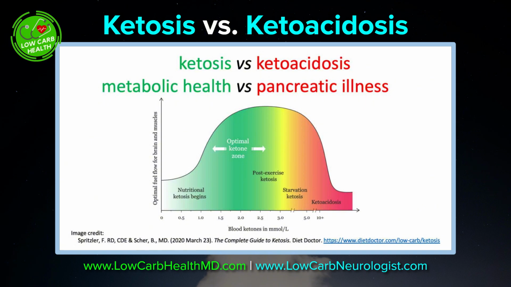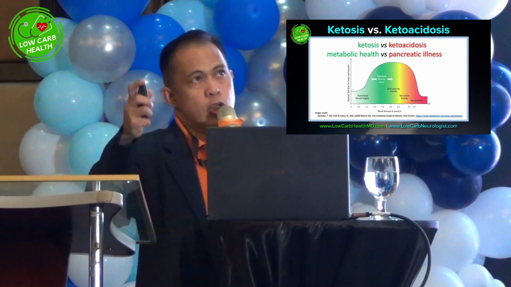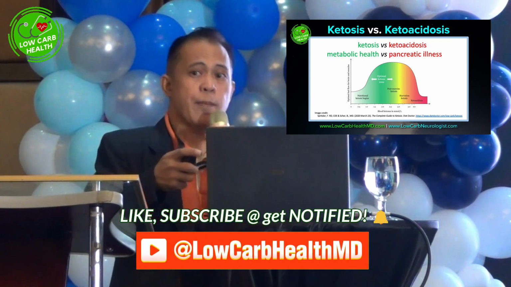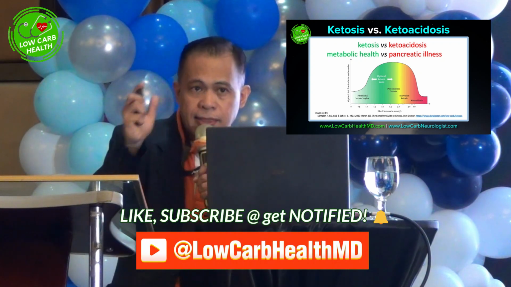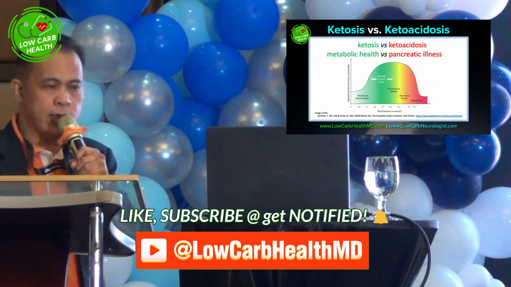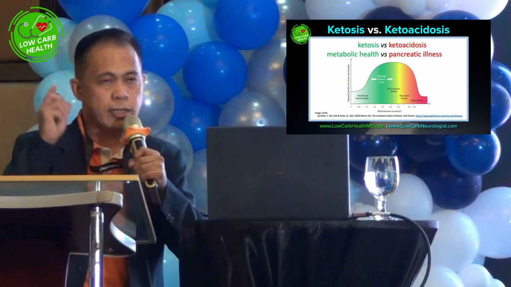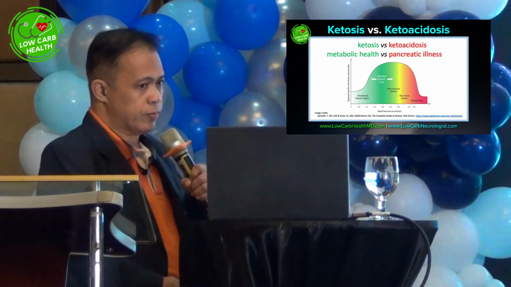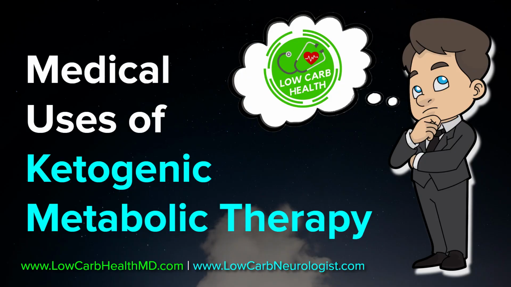Okay, so nutritional ketosis begins at 0.5 to 3 millimoles per liter, and that's helpful for our body. We usually associate ketoacidosis with type 1 diabetes and alcoholism, but it is an entirely different thing. It doesn't mean that if you go on a ketogenic diet, you will go into ketoacidosis, because what you are after is nutritional ketosis. Okay? So what are the medical uses of the ketogenic metabolic therapy?